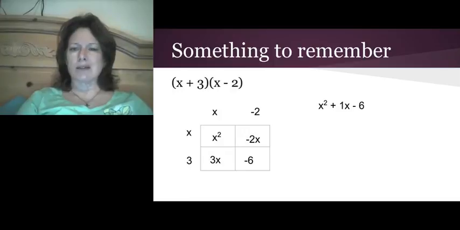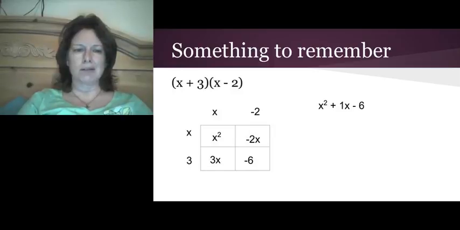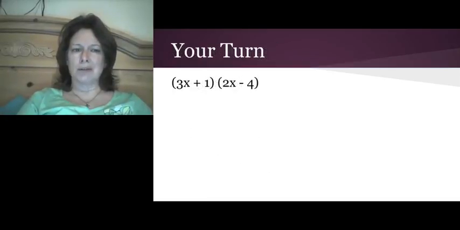Then we fill in the box by multiplying, sort of like a multiplication table. x times x is x squared, and x times negative 2 is negative 2x. 3 times x is 3x, and 3 times negative 2 is negative 6. Well, 3x and negative 2x are like terms. We can combine those. Therefore, our final answer for the product of this binomial is x squared plus 1x subtract 6. Your turn. Set up a box for 3x plus 1 times 2x minus 4. Fill in the box and find your answer.